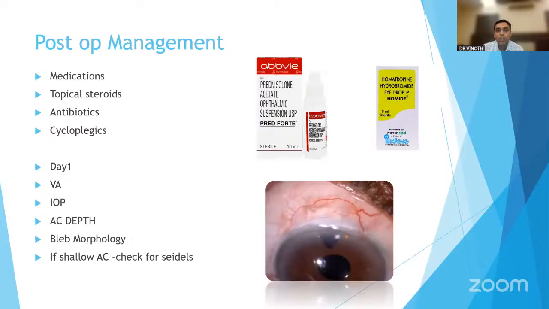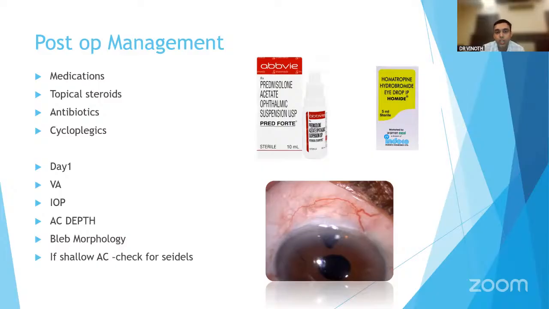And for the post-operative management, usually we give topical steroids hourly for the initial 1 week, then we taper to 6 times and 4 times, along with antibiotics and cycloplegics. So what should we do on day 1? Every time when we do a trab, it looks fine on the table. But when you see the patient the next day, sometimes the results won't be favorable. It might be a flat AC, or the IOP might be high.